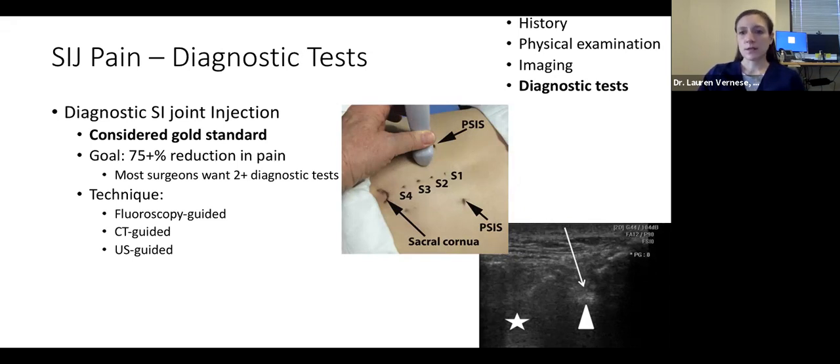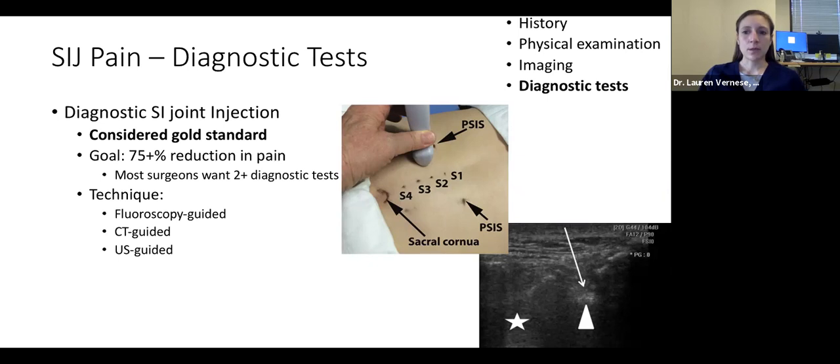If you are going to proceed on to surgery, most surgeons are going to want 2 diagnostic tests, and this also applies for doing the ablation. Again, techniques you can use: fluoroscopic guidance, CT guidance. We use ultrasound guidance because it's easily accessible and affordable. We do it right there in the clinic on that day when we see the patient, versus sending someone to another provider to do a fluoroscopic guided or CT guided injection, which also induces radiation.